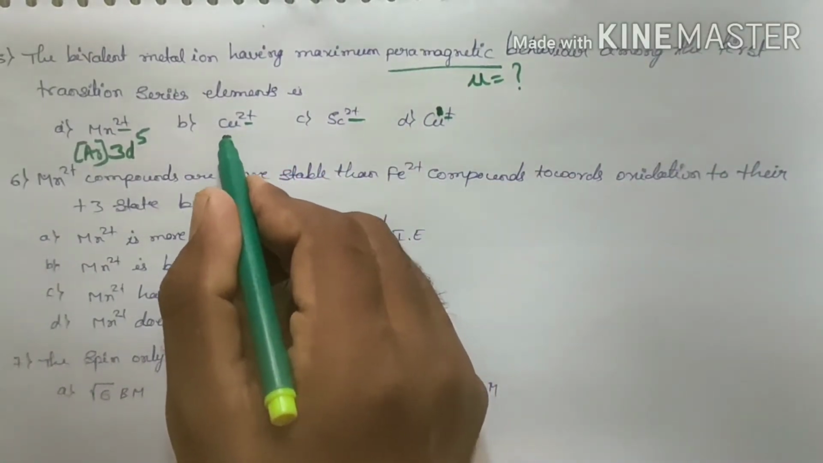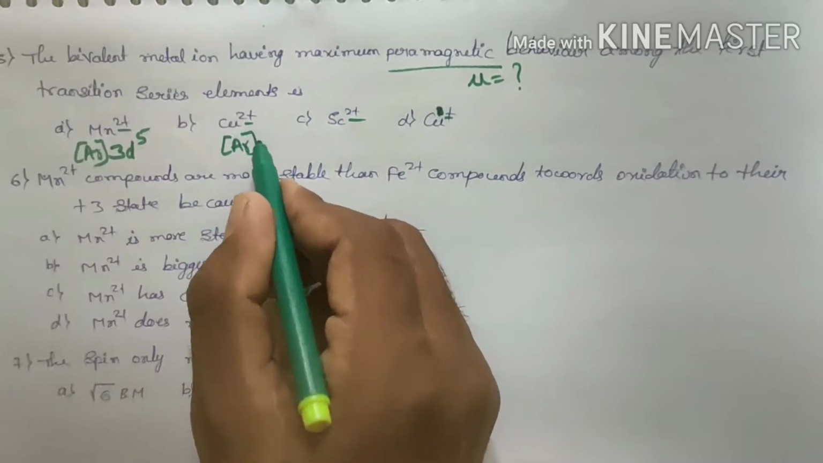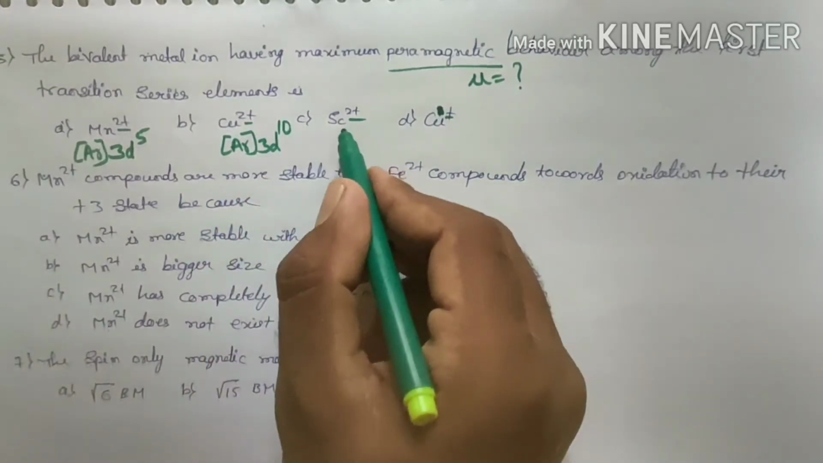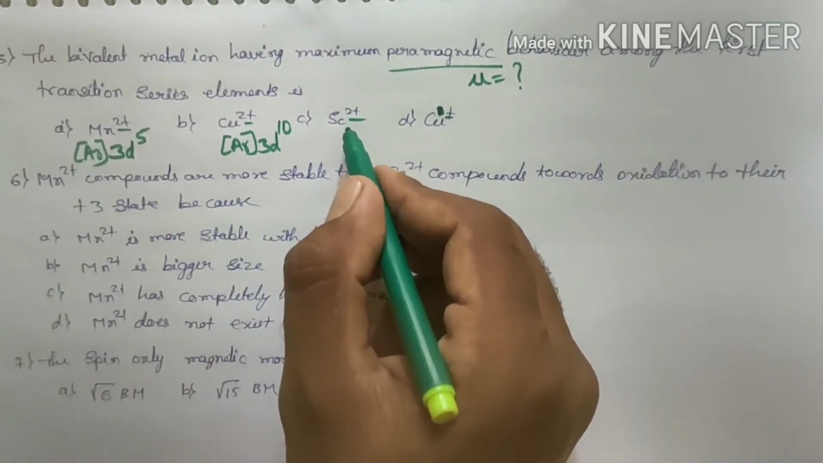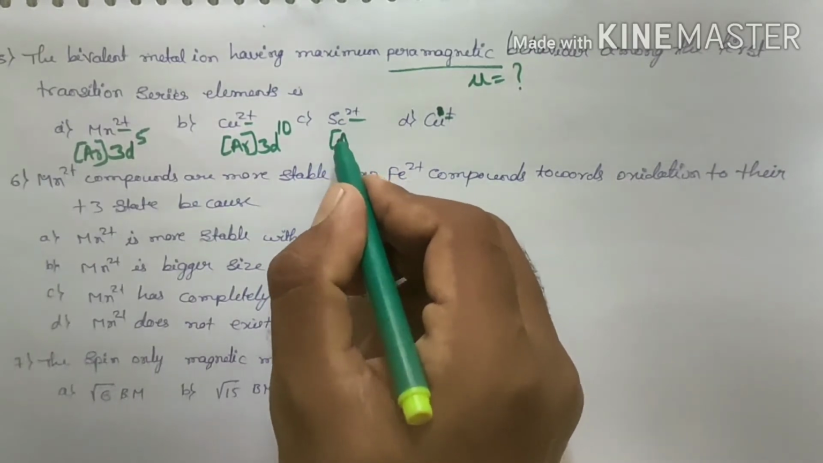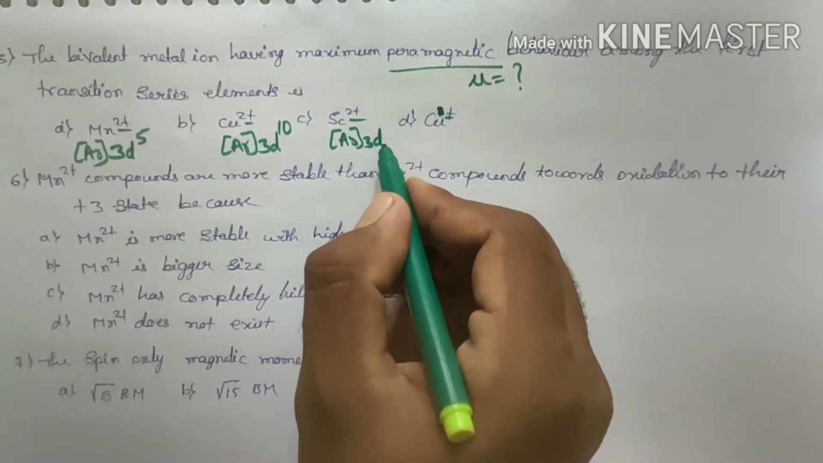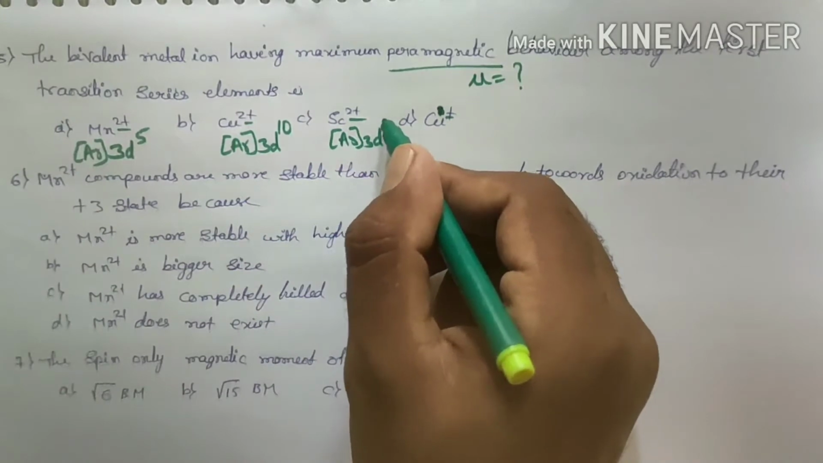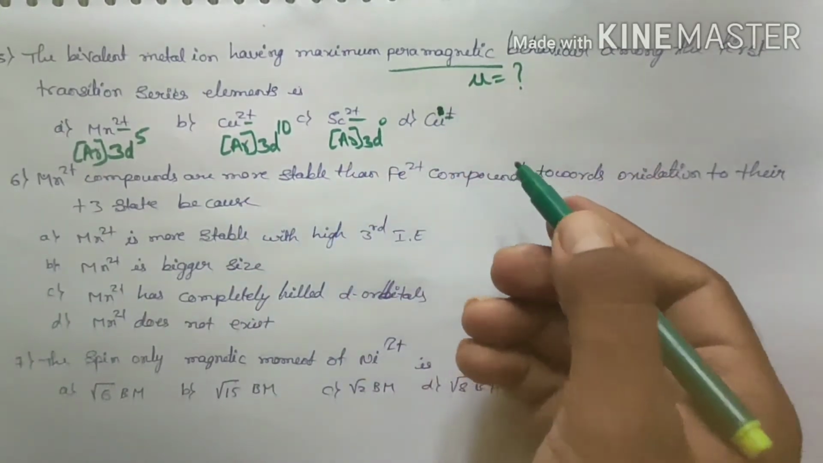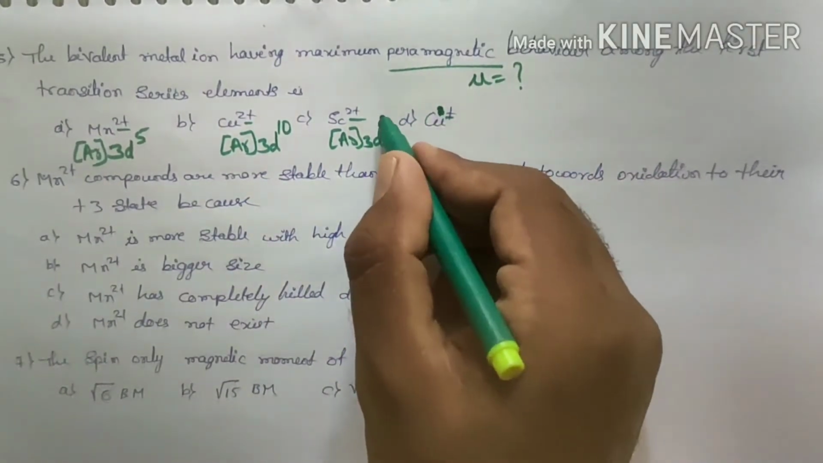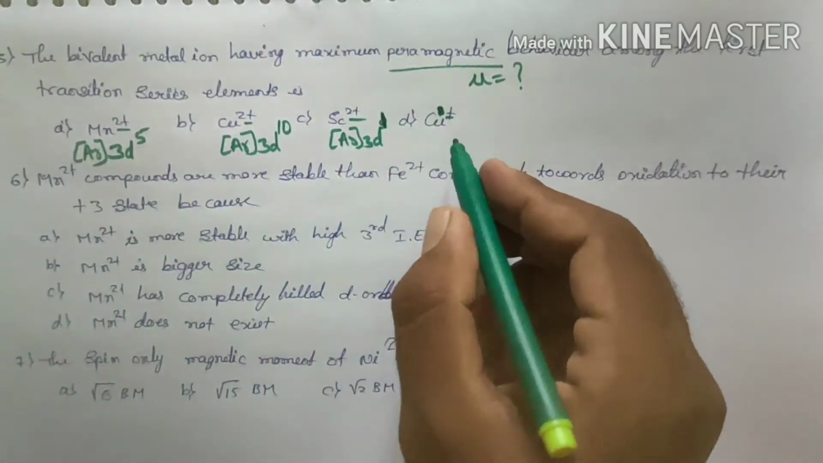And this one is argon 3d10. This Sc2+ means first element only, there is no unpaired electron. Argon 3d0. Scandium, first element, outermost, we go for the first one electron, argon 3d1.